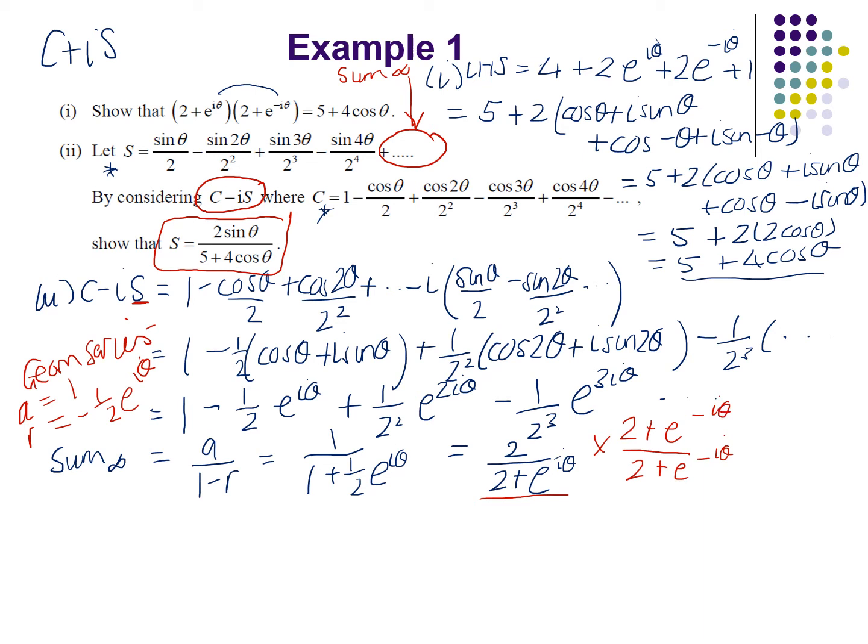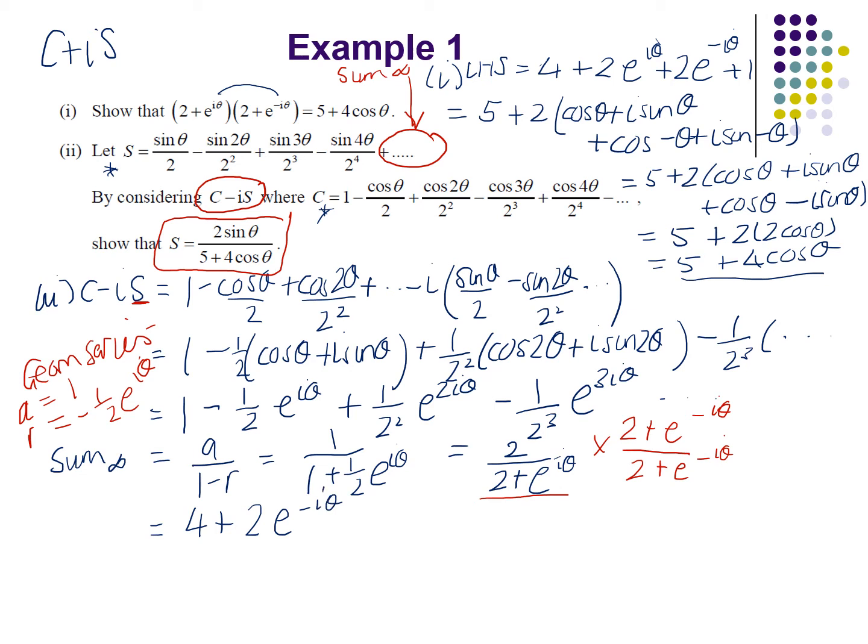If the question doesn't have a part I like this, then the rule is that you always times top and bottom by whatever the denominator is, but the argument of e, you make it minus what it was. And you'll see why that's useful in a minute. Okay, so let's times that out then. So on the top, I've got 4 plus 2e to the minus i theta.